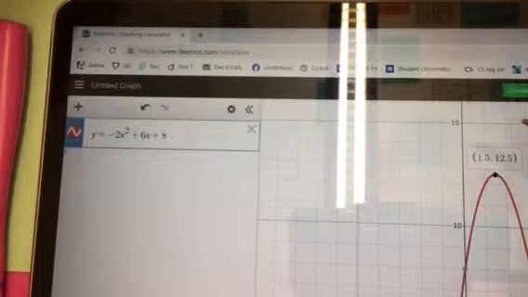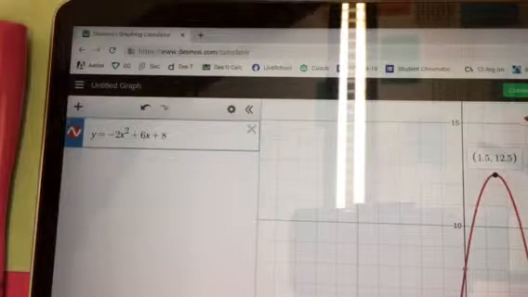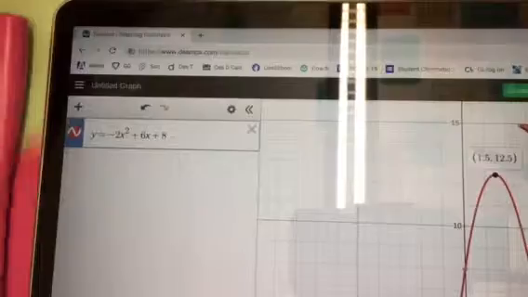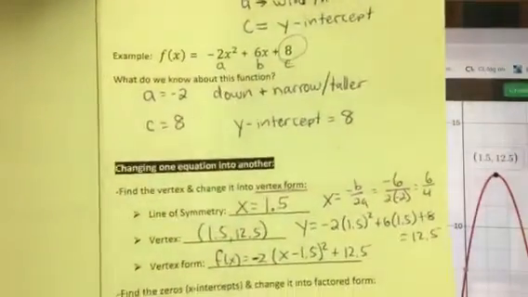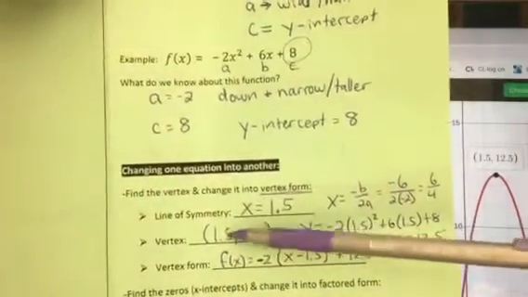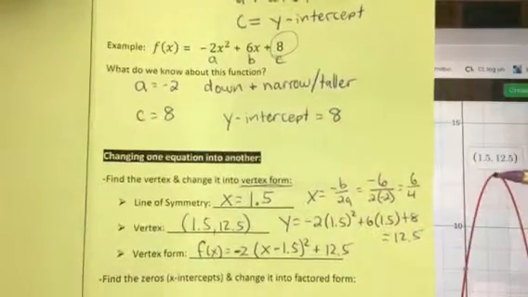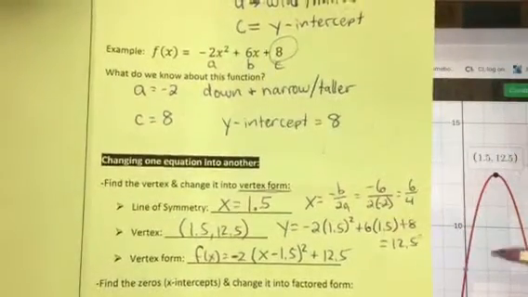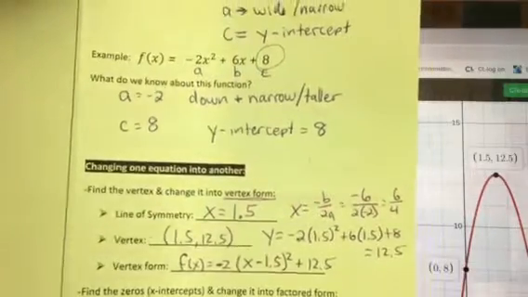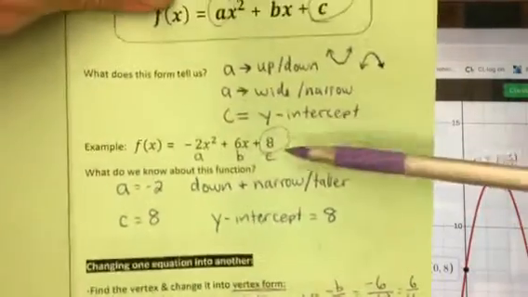Let's check it out. Did we do it right? 1.5 and 12.5. That's what I'm seeing right here. My vertex is 1.5 and 12.5. Y-intercept is 8.